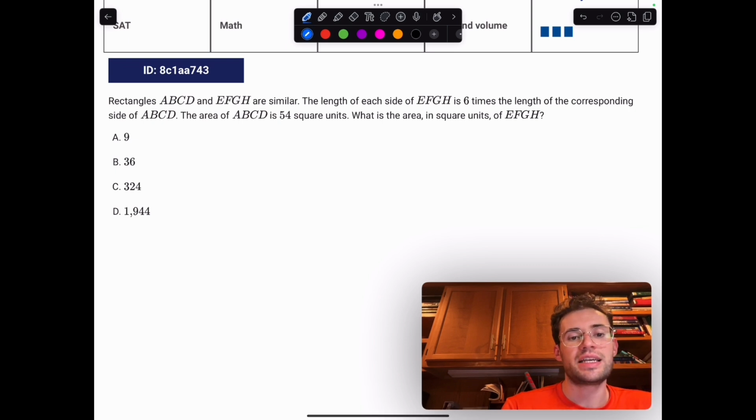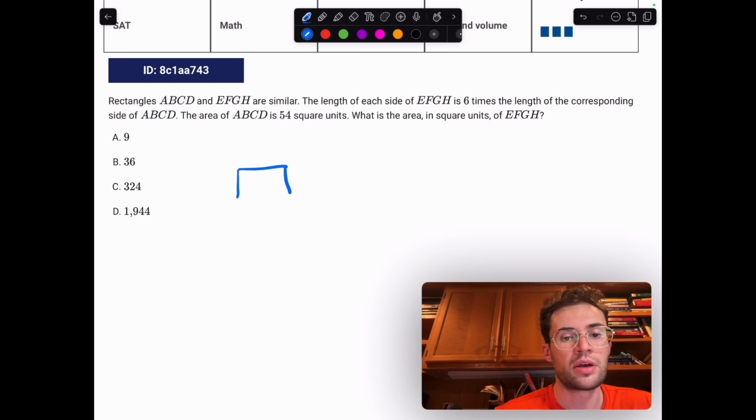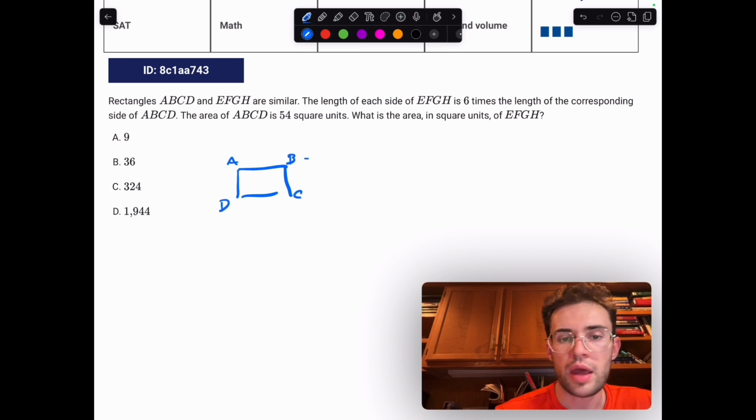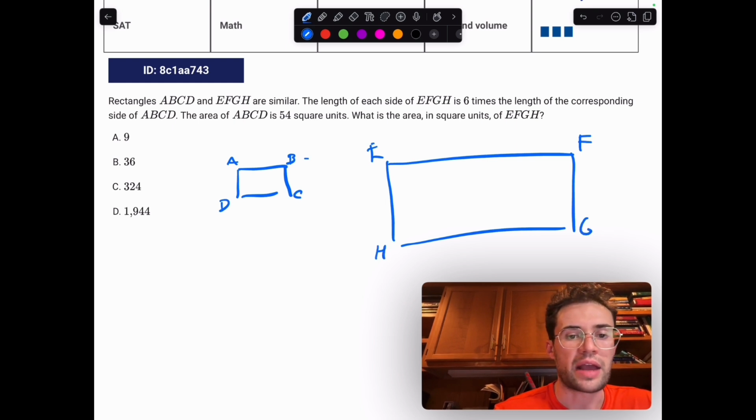Rectangles ABCD and EFGH are similar. The length of each side of EFGH is 6 times the length of the corresponding sides of ABCD. All right, so we've got ABCD, and then you've got EFGH, where they're 6 times longer. They're similar, which means that, well, are they rectangles? They're rectangles, so all the angles are 90. But right, AB and EF correspond, AD and EH correspond, and so on.